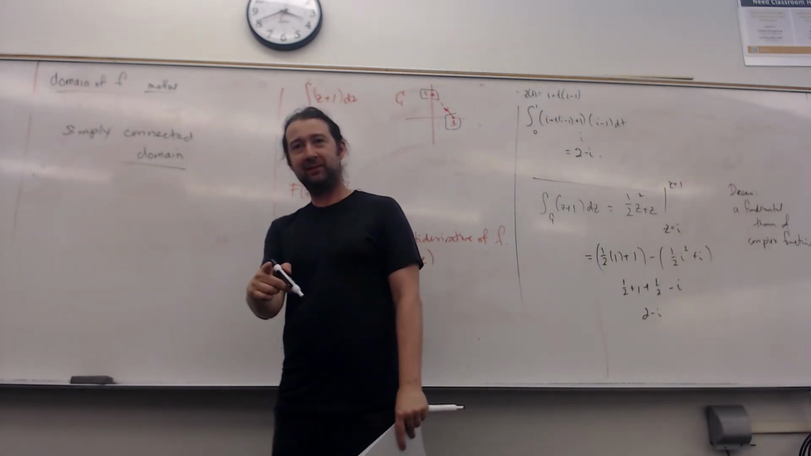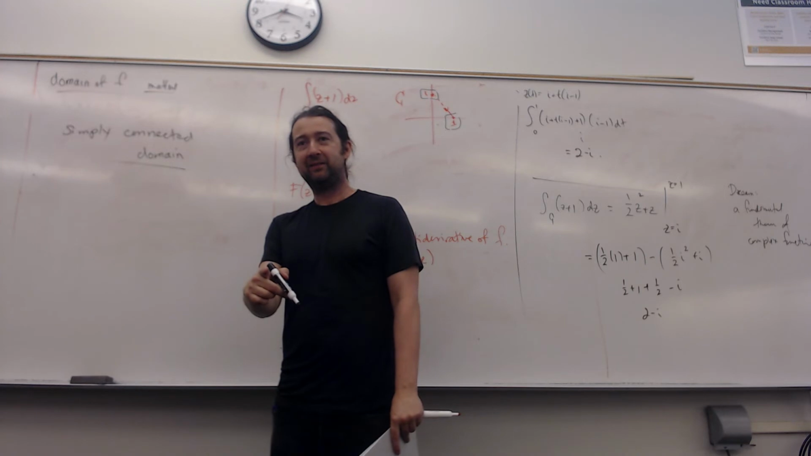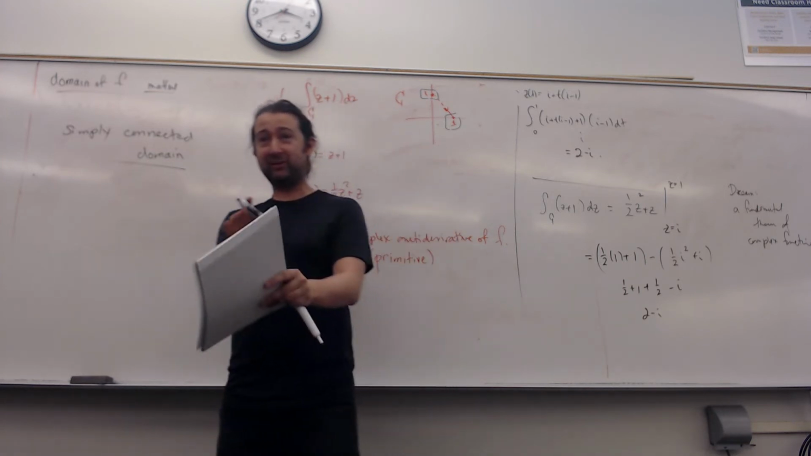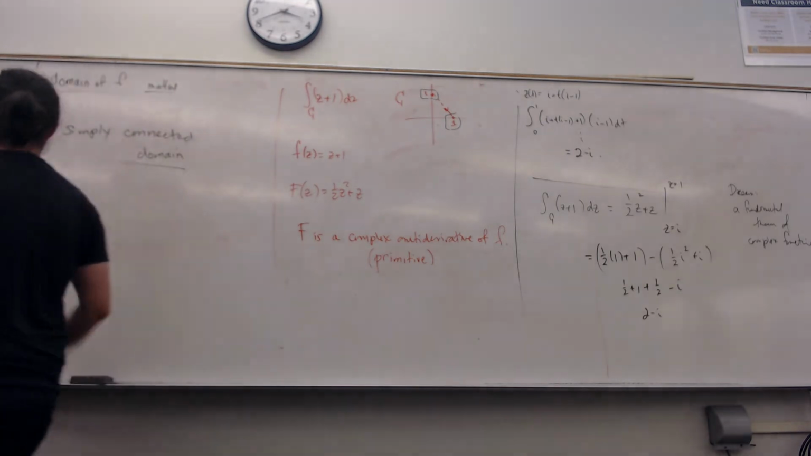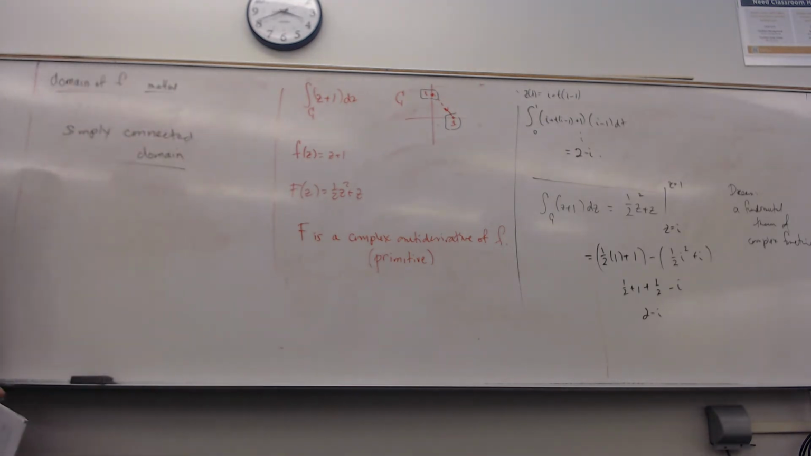You can draw a line from one point in the set to any other point in the set without crossing the boundary. That's a convex domain, not simply connected. By line, do you mean straight line or do you mean path? Straight line. No, that's a convex domain.